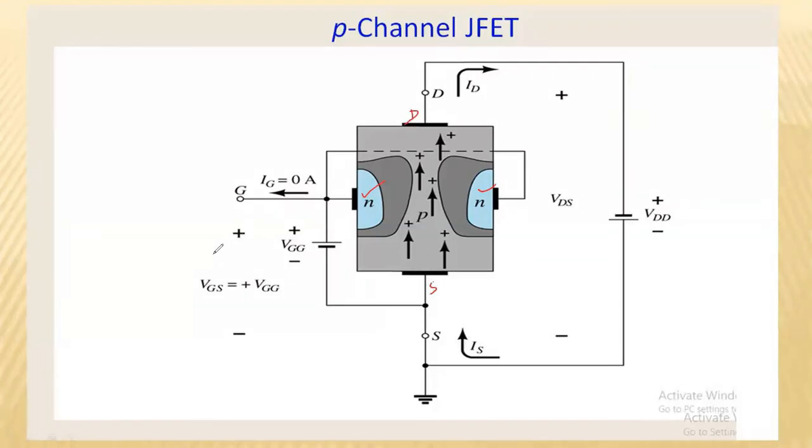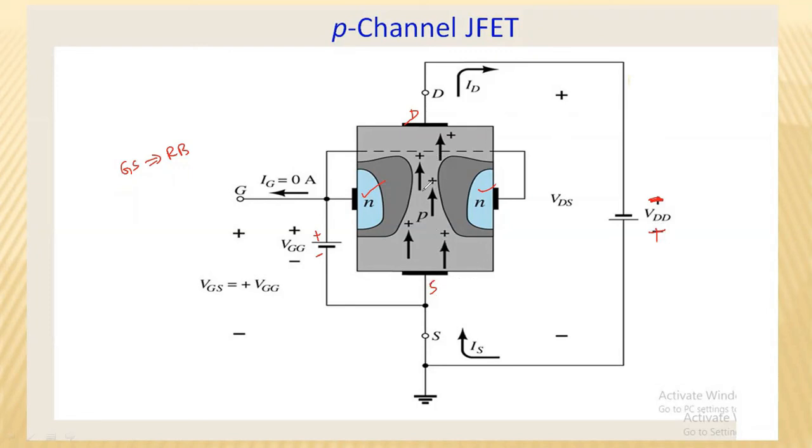Now coming to the supplies, VGG and VDD. Here the positive terminal of VGG is connected to the N-type material, and the P-type source is connected to the negative terminal, making the gate source junction reverse biased. And now coming to VDD, the negative terminal is connected to the drain, and the positive terminal is connected to the source, which is opposite to the case of the N-channel JFET.